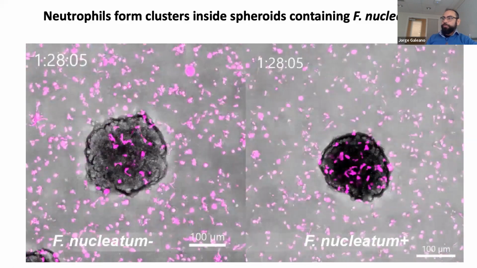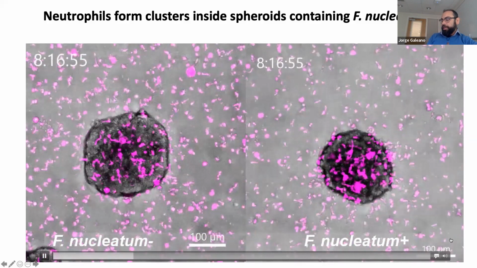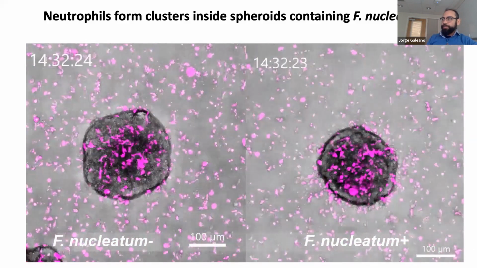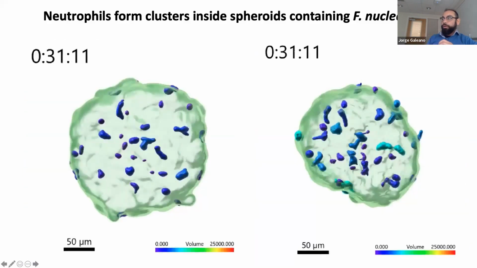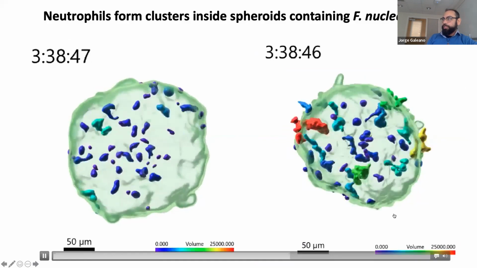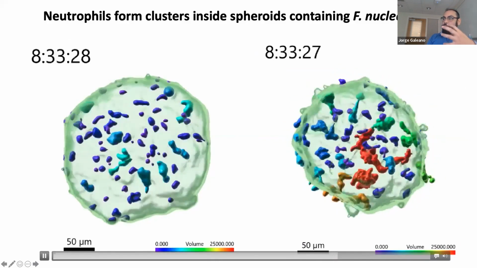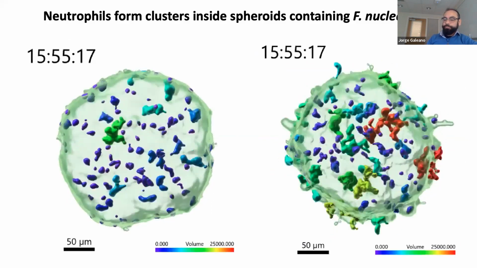And when we play the movie, we found that neutrophils are recruited inside the spheroids, and they make clusters inside it. So then by using imaging analysis, we can quantify the volume of these clusters. And what you can see here is that in the spheroids that were treated with F. nucleatum, the neutrophils make larger clusters in response to bacteria.